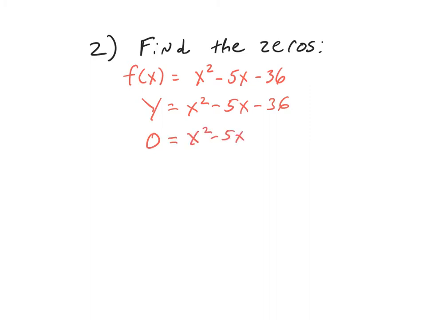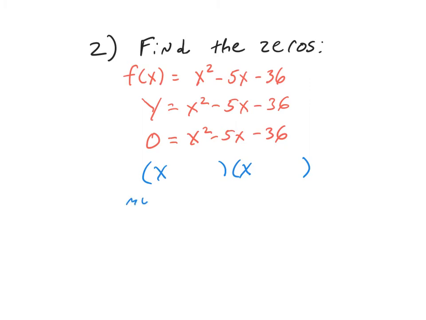And they call it the zeros because there's going to be 2 answers for x, usually. Okay, so what we want to do first is factor this. So we're going to factor it. First, make sure it's in standard form. This one is. So we're going to get an x and an x. We're looking for 2 numbers that multiply to give me negative 36 and add to give me negative 5.